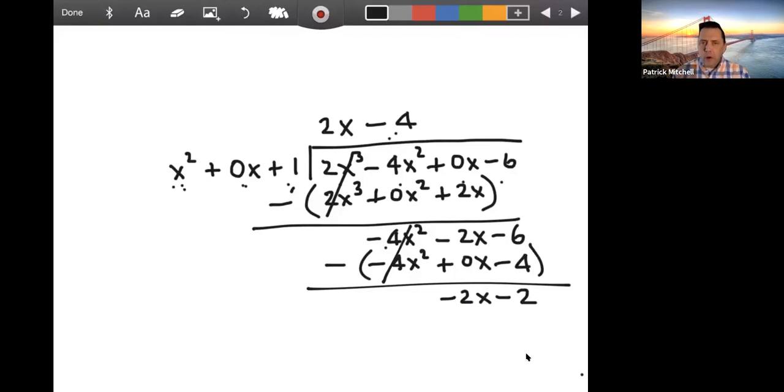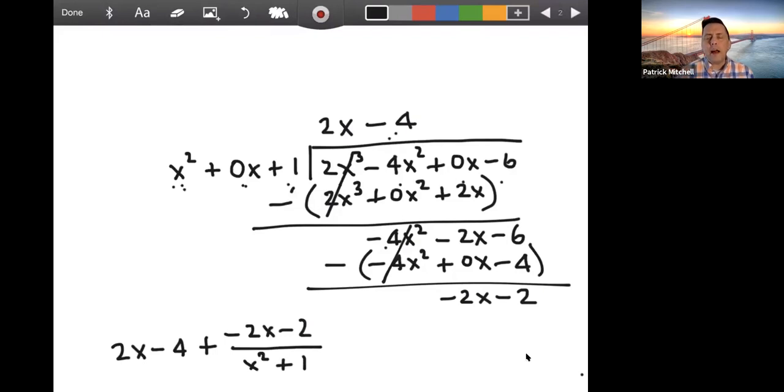All right, so now I'll go ahead and write my answer. The answer goes in the form quotient, which is 2x minus 4, plus the remainder over the divisor.